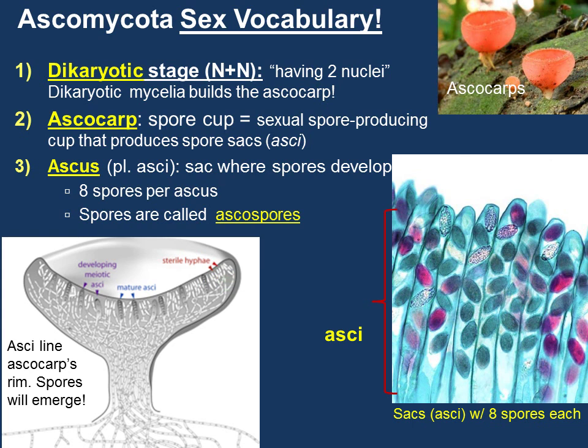Why they're cup-shaped is typically to be dispersed by rain. Rain can go in one side, a raindrop, and then blast out all of the spores on the other side.